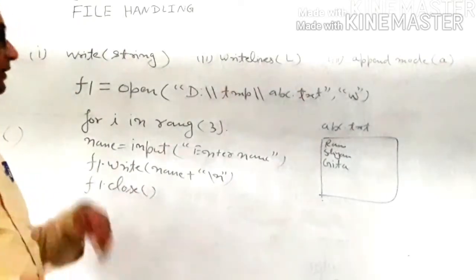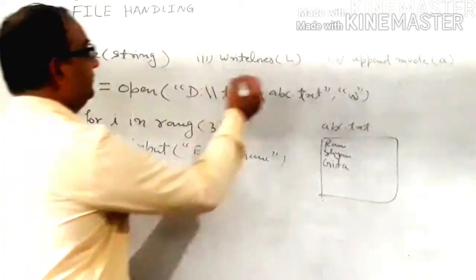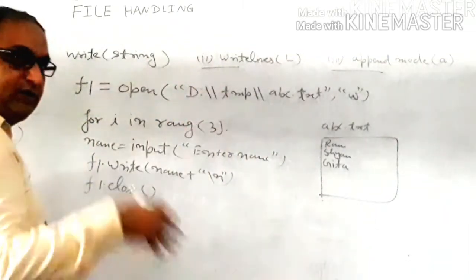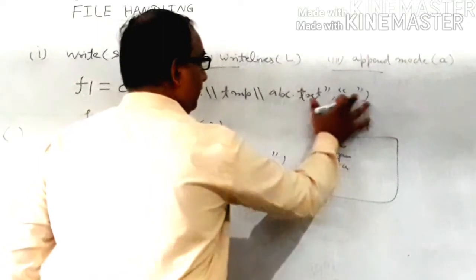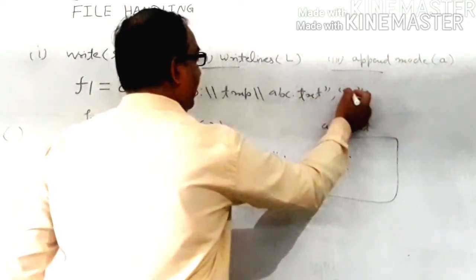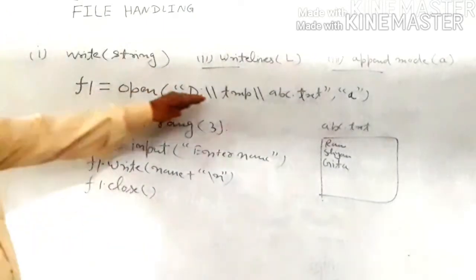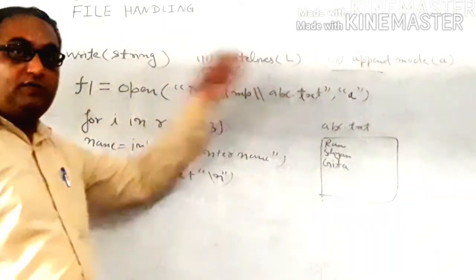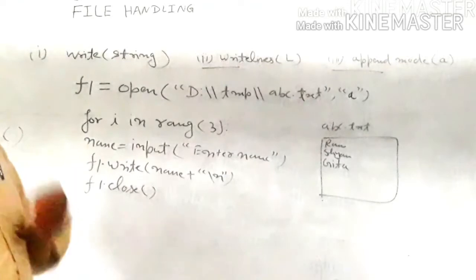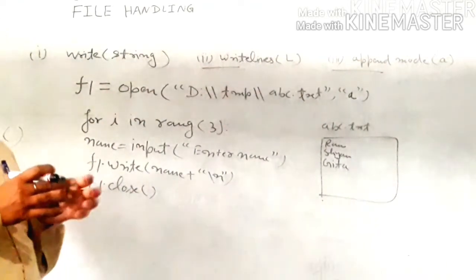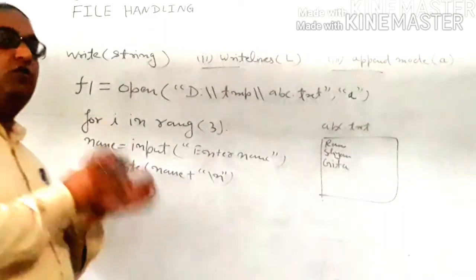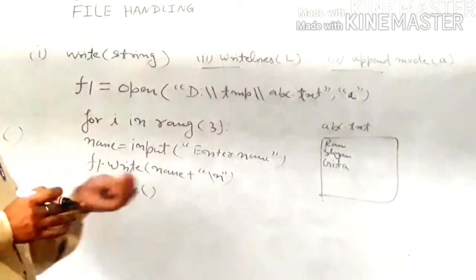Okay. And then what is the use of append mode? Writelines we can discuss later. First, what is the use of append mode? When we write append mode, A, on the same file abc.txt, and we want to add some information, then you can add the new information to the old information. So we use append mode.